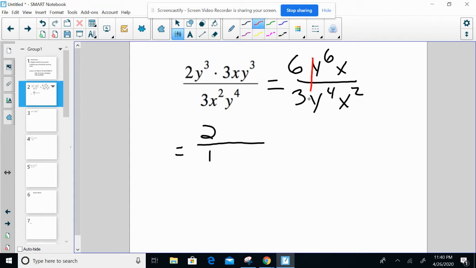In red, you have your y's. Y to the 6th, y to the 4th. Now, this is where you would subtract. 6 minus 4 is y to the 2nd.